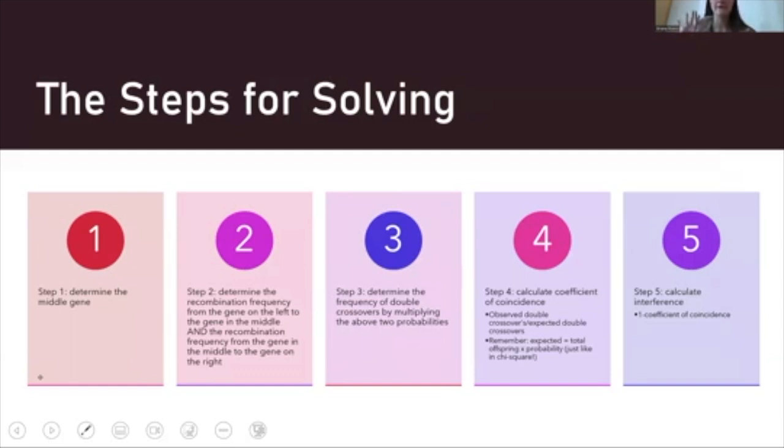All right, so let's go through our 5 steps for solving, and we're going to dive into each one of these a little bit more. So first, determine the middle gene, then find recombination frequencies, then find the frequency of double crossovers, then calculate coefficient of coincidence, and finally, we're going to find interference. So let's do each one of these.